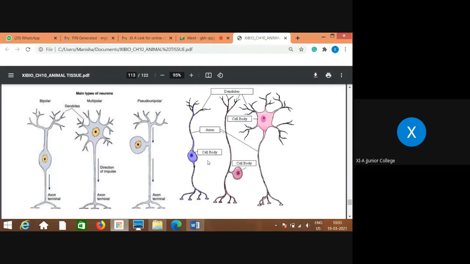So in this diagram, you can see this is the cell body. One is giving rise to dendron and the other one is giving rise to the axon at the opposite side. So this dendron itself is branching into dendrites. So this is what brings about the transmission of special senses like light, sight, smell, taste, hearing, etc.